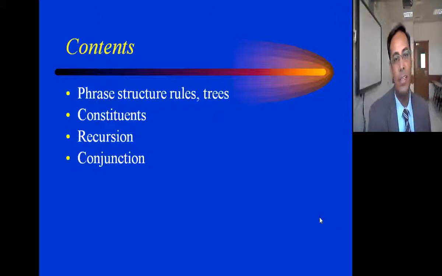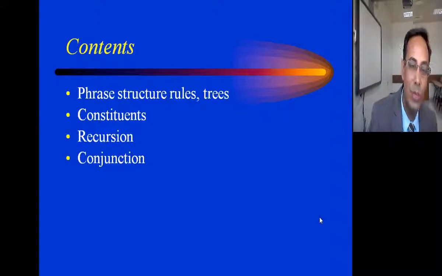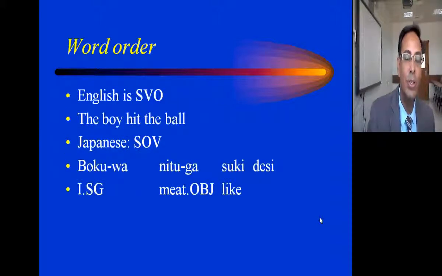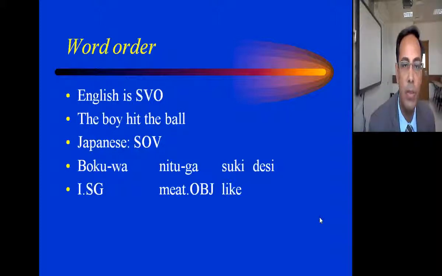Contents of this session: phrase structure rules, trees, constituents, recursion, and conjunction. Let's go one by one. Word order first. English is SVO, subject, verb, object. For example, the boy hit the ball.